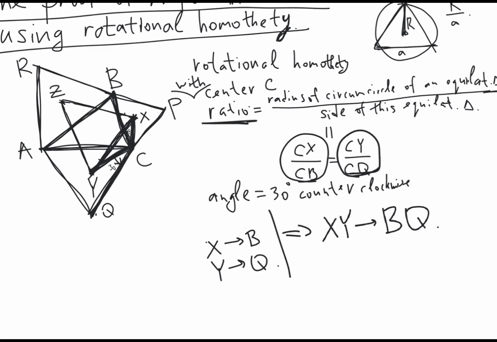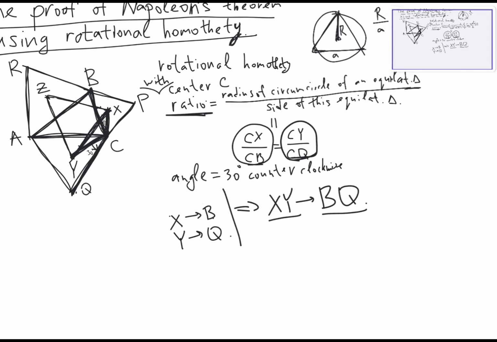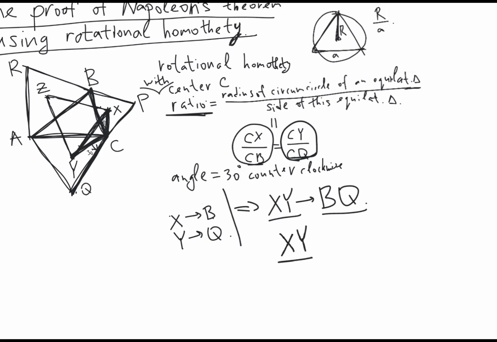So under rotational homothety, a line is mapped to a line, a segment is mapped to a segment, right? So if the point X is mapped to point B and point Y is mapped to point Q, then the whole segment XY is mapped to the whole segment BQ. So in particular, this means that the ratio of the length of XY to BQ is equal to the ratio of the homothety.